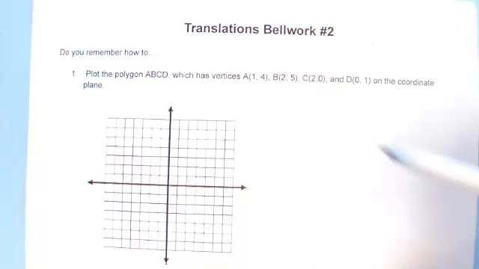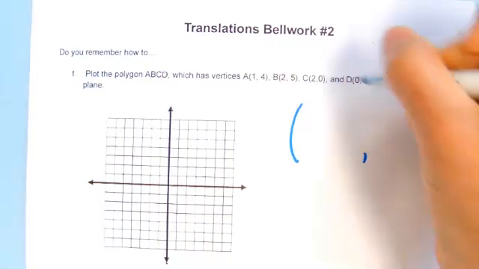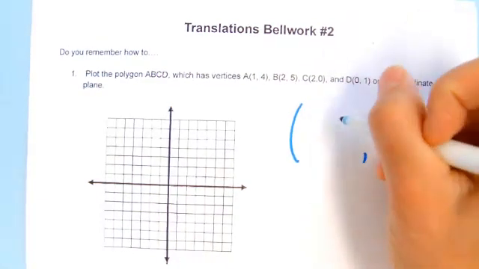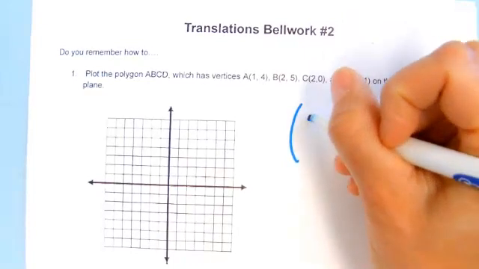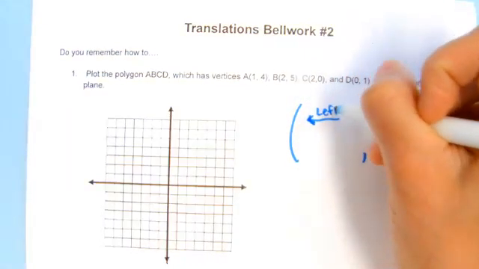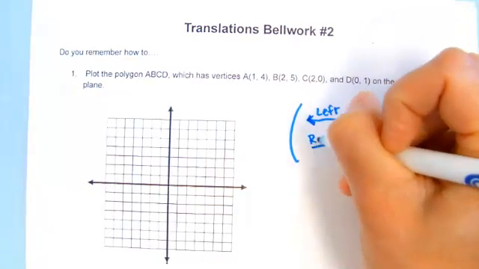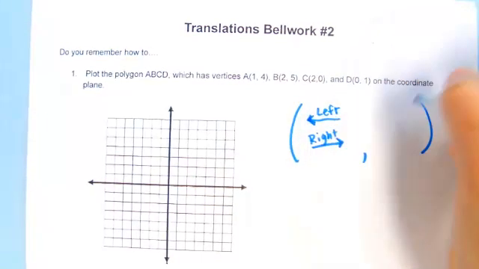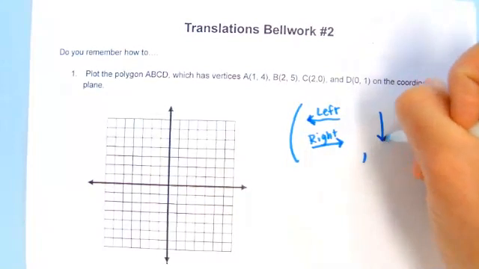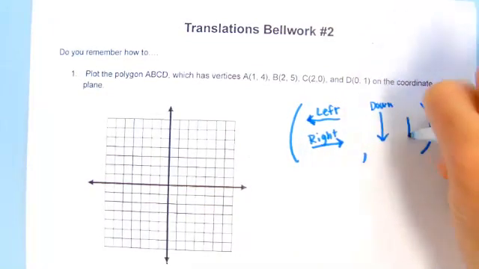So first things first, remember that our graphing rule is this. The first one is going to tell you whether you go left, or right. And the second one is going to tell us if we go down or if we go up.